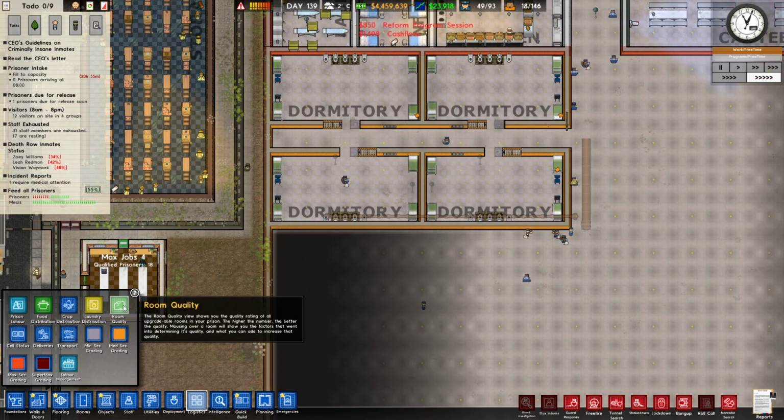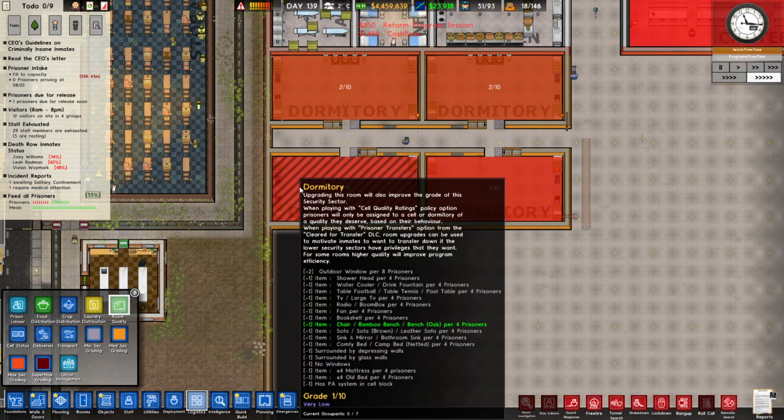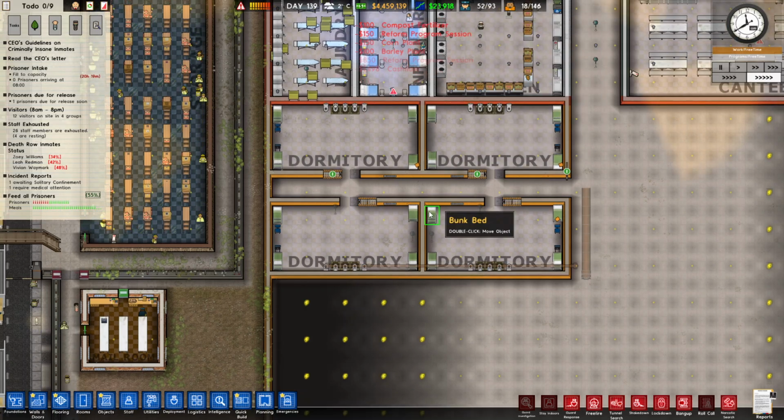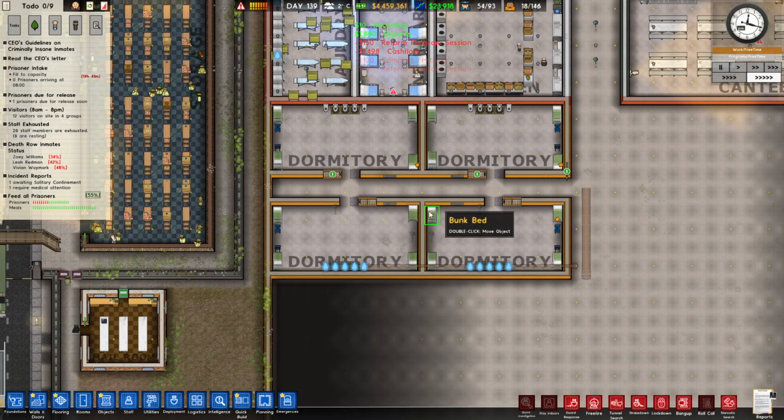Did it say per 4 for that one? Yep. So if we had 8 in there, we get better value, but I'd have had to make the one wider or longer, whichever.